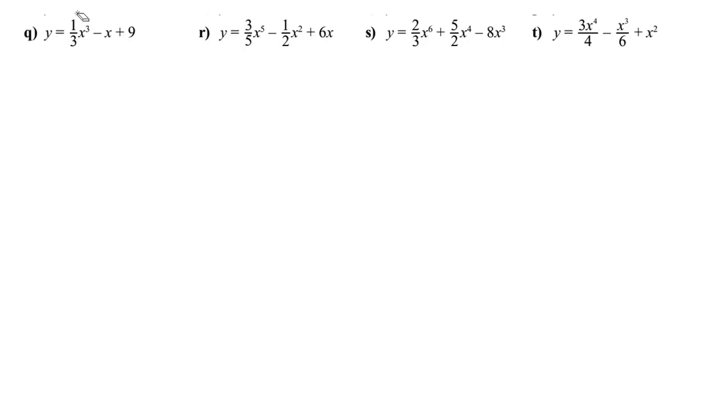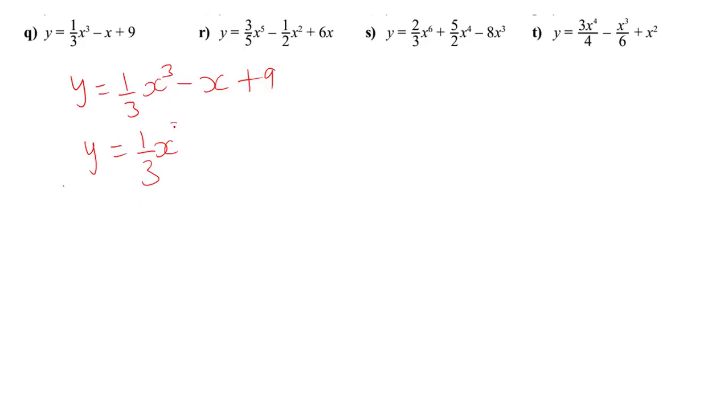So what I'm going to do now, I'm just going to do question Q for you, and then I'm going to ask you to try R, S, and T. Okay. Right. So if I've got y, it says y equals a third x cubed minus x plus 9. Now, if I want to differentiate this, the first thing I need to do is to try and make sure that every single thing has got x in it.